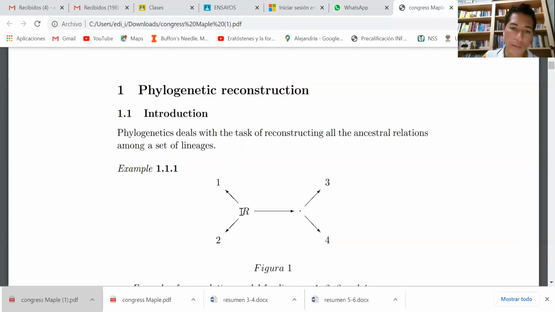These arrows from different vertex to different vertex represent the evolution direction. Okay, the length of these edges also represent the expected number of substitutions. What is a substitution? It is a change of one nucleotide to another, a mutation.